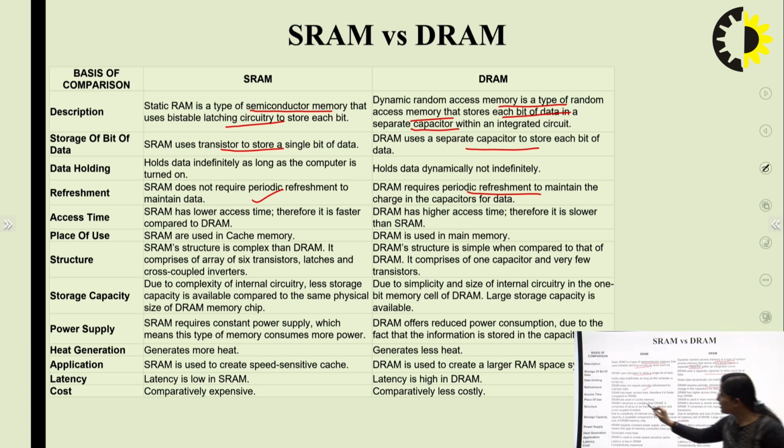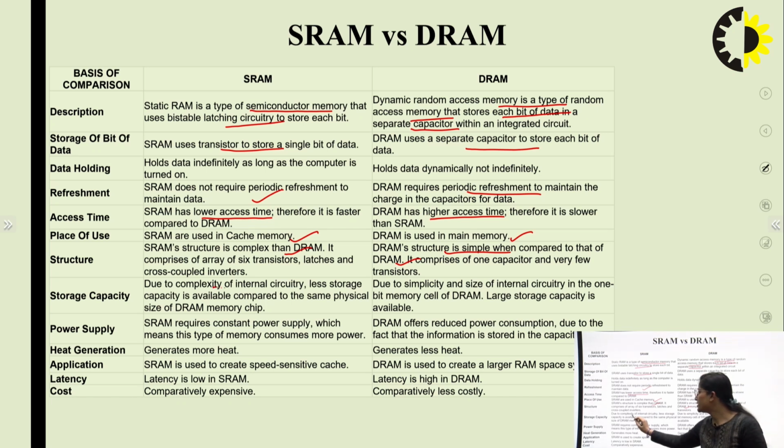What about access time? SRAM has lower access time as it is faster than DRAM, and DRAM has higher access time because it is slow as compared to SRAM. SRAMs are used in cache memory and DRAMs are used in main memory. SRAM structure is more complex than DRAM as there is an array of transistors, latches, and cross-coupled inverters implemented on a single chip. But in DRAM, the structure is simple when compared to that of SRAM.